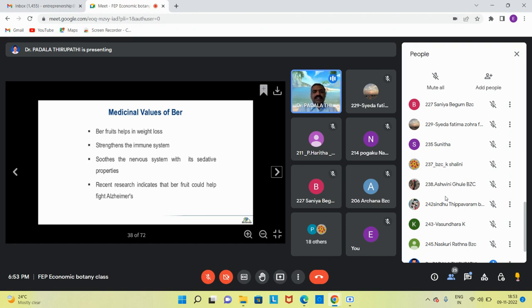Okay, and it strengthens the immune system. This bear fruit is also useful for the strengthening of the immune system and soothes the nervous system with its sedative properties. And recent research indicates that bear fruit could be helpful to fight Alzheimer's.